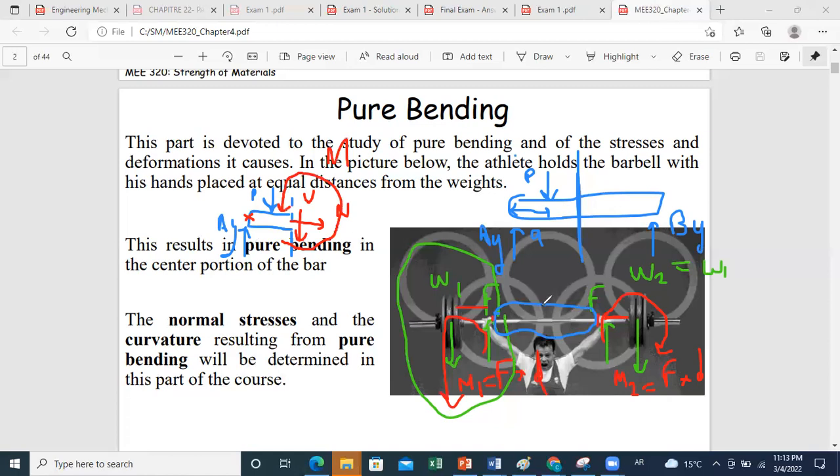So in this problem, if we do a similar analysis at any point between the two hands, then we'll get that we'll just have a couple moment developed. Why? Because, for example, let us consider this section. Then if we present this section, what do we have? We have the weight, W1. We have the force of the hand here, upward, equal to W1, and you have a distance d between these two forces.